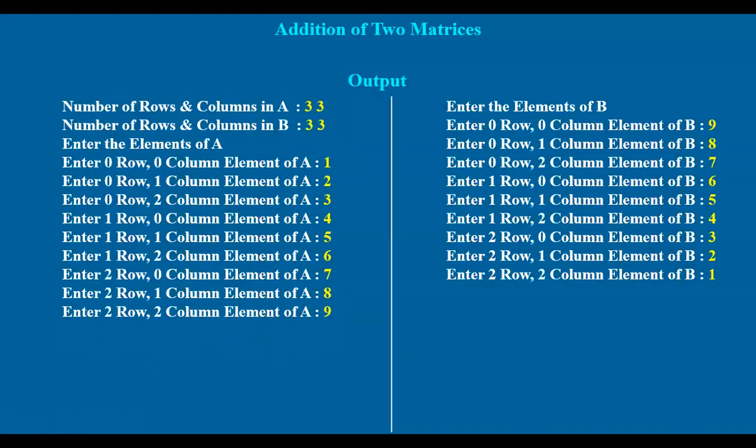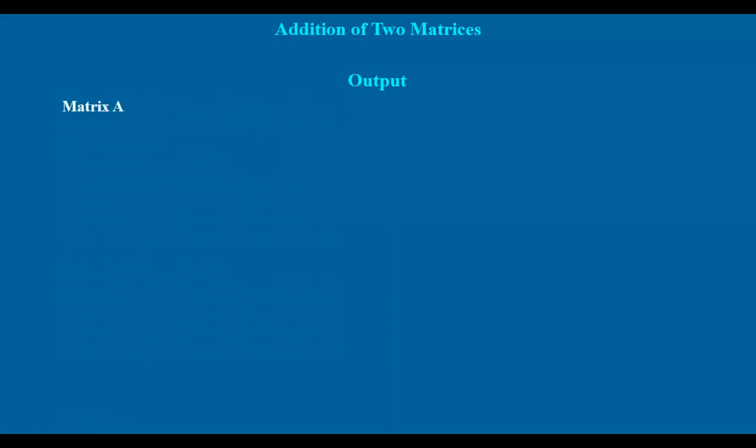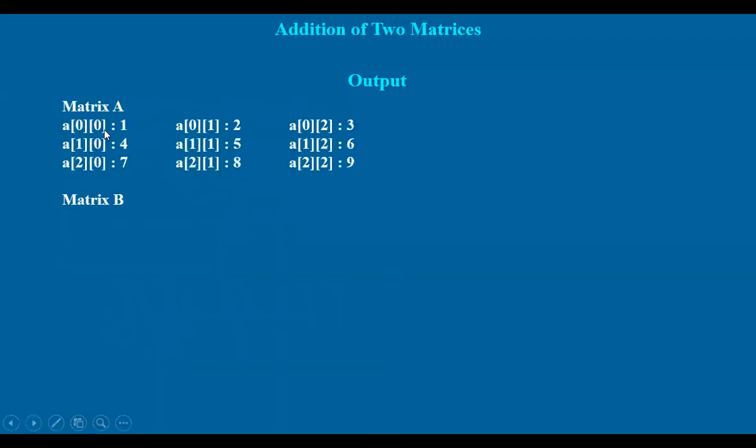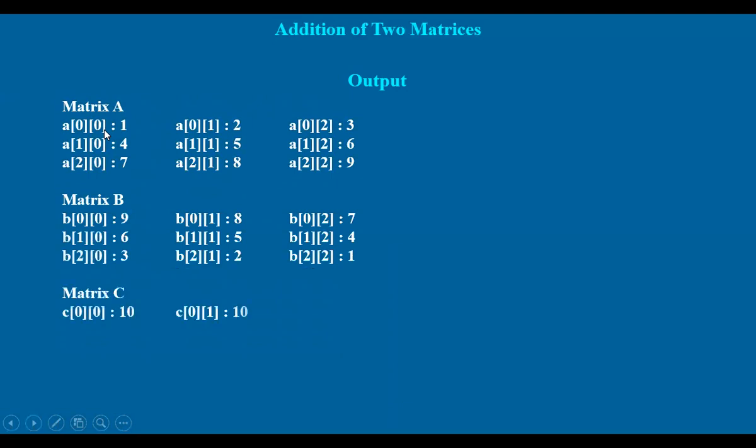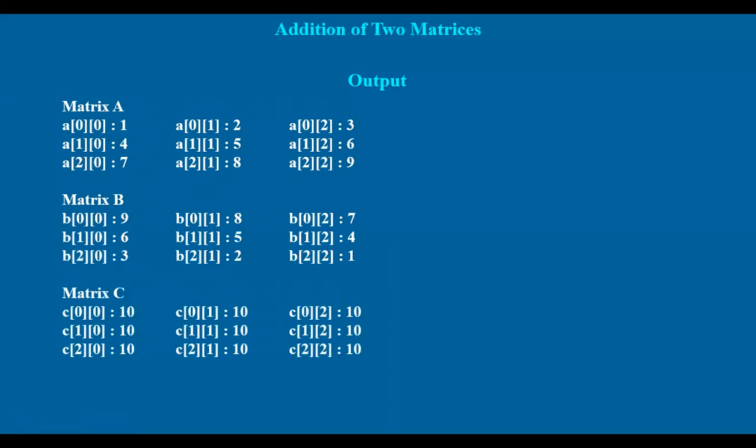Now, once the data is ready, it executes and gives out the output: the display of A, display of B, and the resultant matrix C. Here, if you see, it all depends on the type of data you give. 9 plus 1 is 10, 8 plus 2 is 10, 7 plus 3 is 10. Like this, the corresponding values are added and we get the resultant matrix.